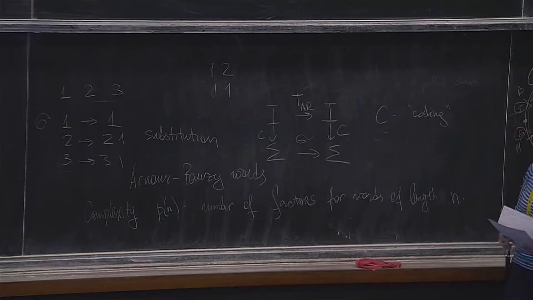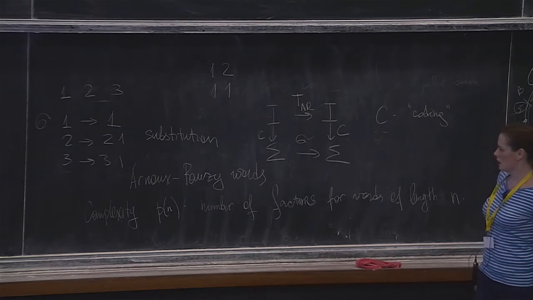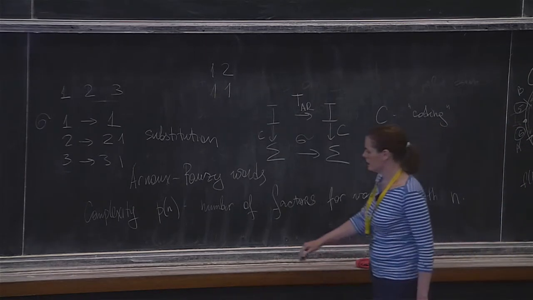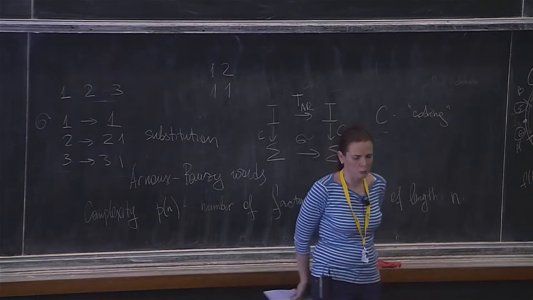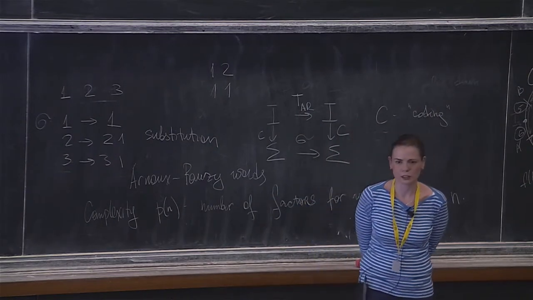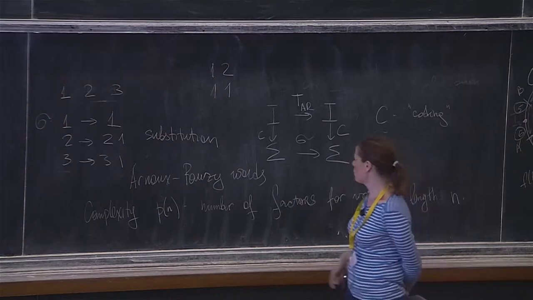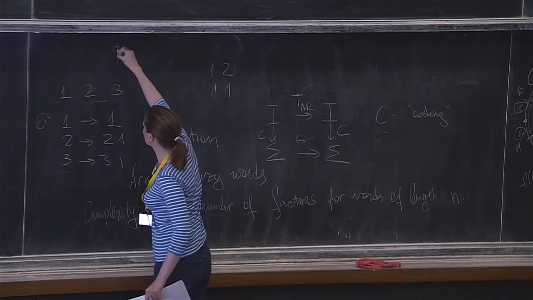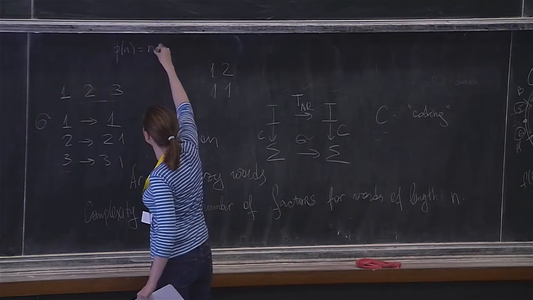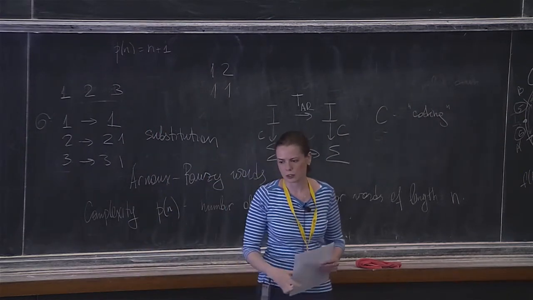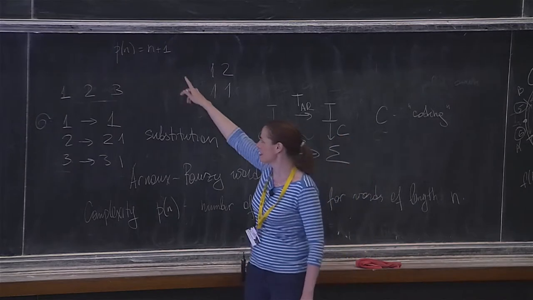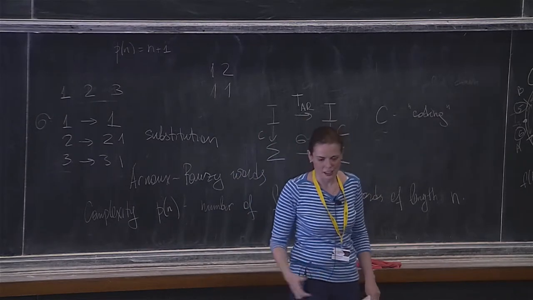So if you consider, for instance, the condition that your complexity should be equal to Pn, should be equal to n plus 1, then you will ask yourself for which type of words it is true. So if Pn is equal just to n plus 1, you will ask yourself how many letters I can have, and what type of words I would get.